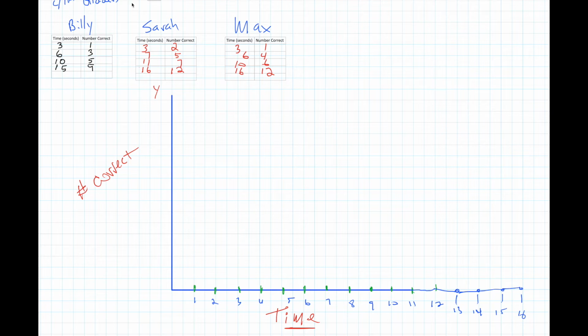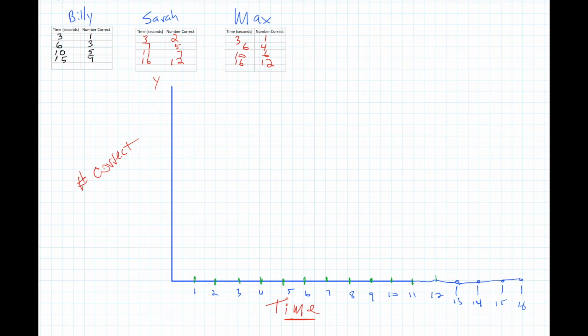That's from right here, right? Okay. So what am I going to go up to on this side here? 12. Okay, so 1, 2. I don't know if I'll make it. I'm not going to risk it. 1 through 12.